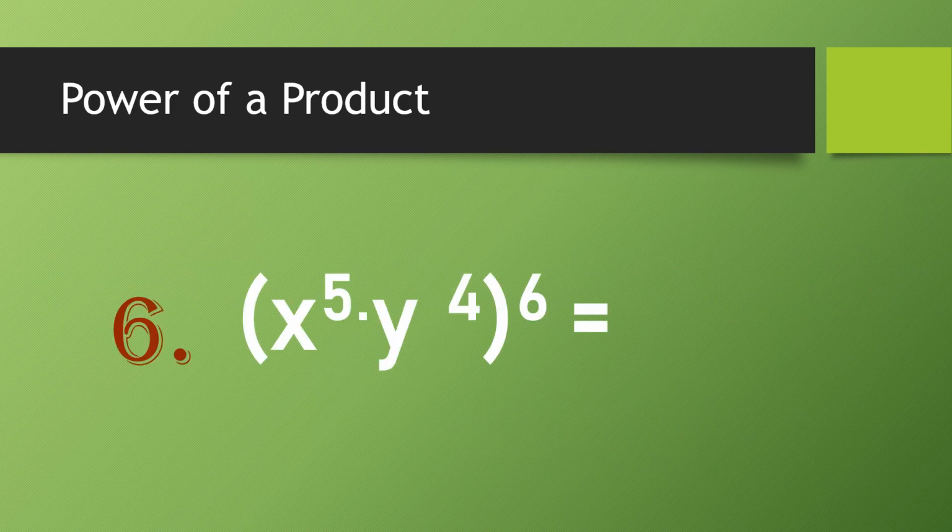Another example is x to the 5th power times y to the 4th power, all raised to the 6th power. So we will distribute 6 to 5 and 4. Then multiply them. 5 times 6 is 30 and 4 times 6 is 24.